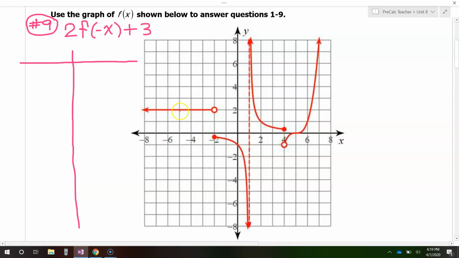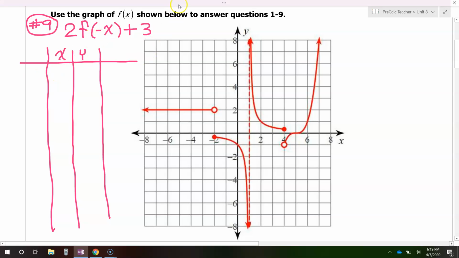Okay, so let's just go piece by piece. These will be my x values and my y values. I think we're going to need another column for the transformed values. Now let's talk about the transformations real quick before we pick the points.